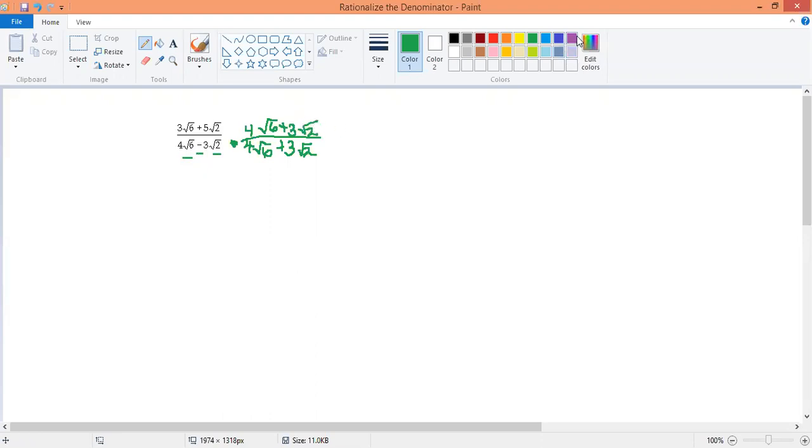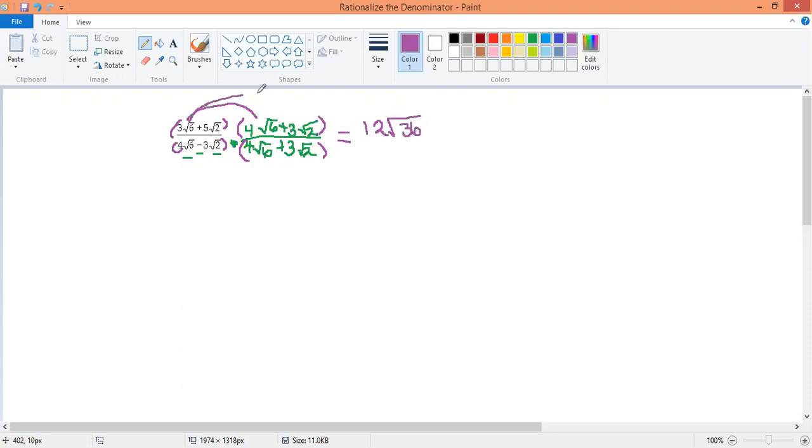What's going to end up happening is we're going to put parentheses around this, and you're going to end up having to use the distributive property to multiply it. First, outer, inner, last. So let's do the numerator first. I'm going to do the first terms, 3 square root of 6 times 4 square root of 6. When I multiply that, 3 times 4 is 12. And then 6 times 6 is 36, so the square root of 36.